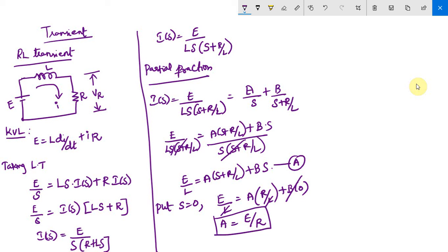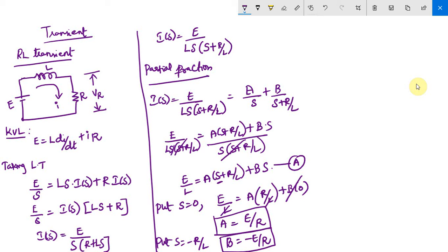Similarly, in order to find the B value, substitute s = -R/L in equation A. So we get B = -E/R. So these are the two constants we have obtained in the partial fraction.